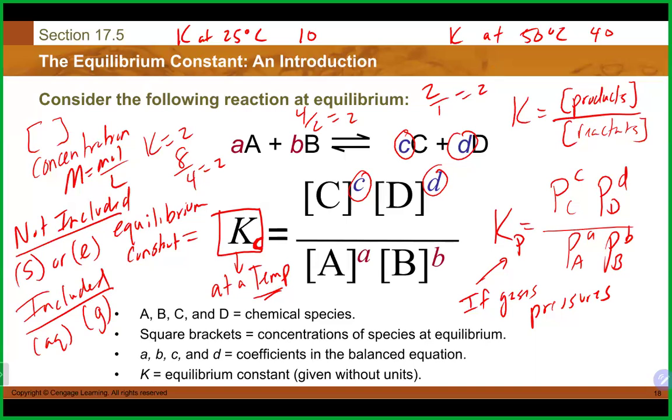Even though you're starting with different amounts, that ratio of products to reactants, when it reaches equilibrium, will always be basically the same number as long as the temperature remains the same as you're comparing each of those reactions. Any questions on that?